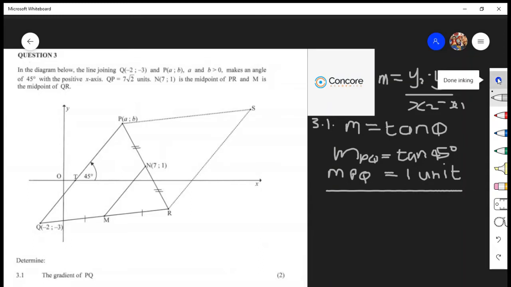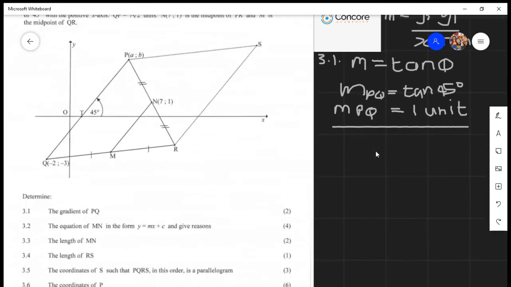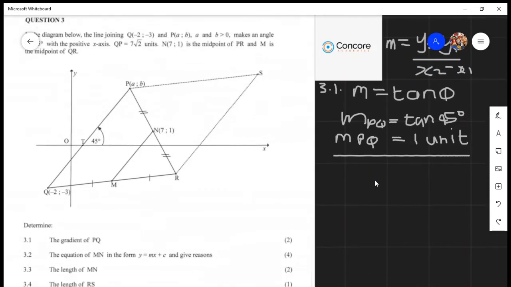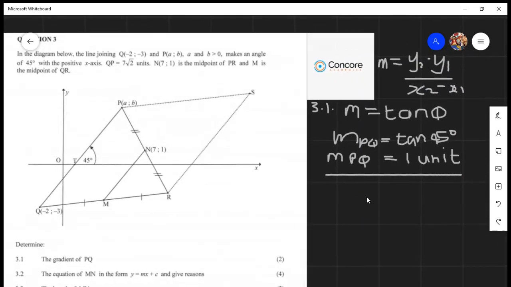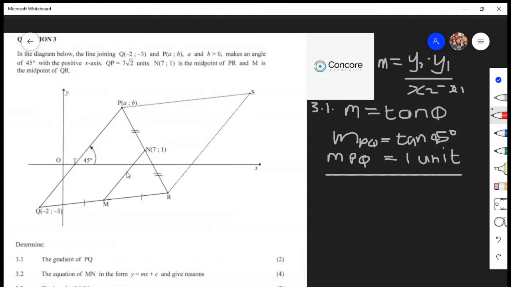Okay, so the next question, question 3.2. Question 3.2 wants us to calculate the equation of line MN in the form y is equal to mx plus c and give reasons for our answer, right? So if we are going to calculate the equation of line MN, line MN is this line over here. I'll highlight it in red. So we need to find the equation of this line, right?